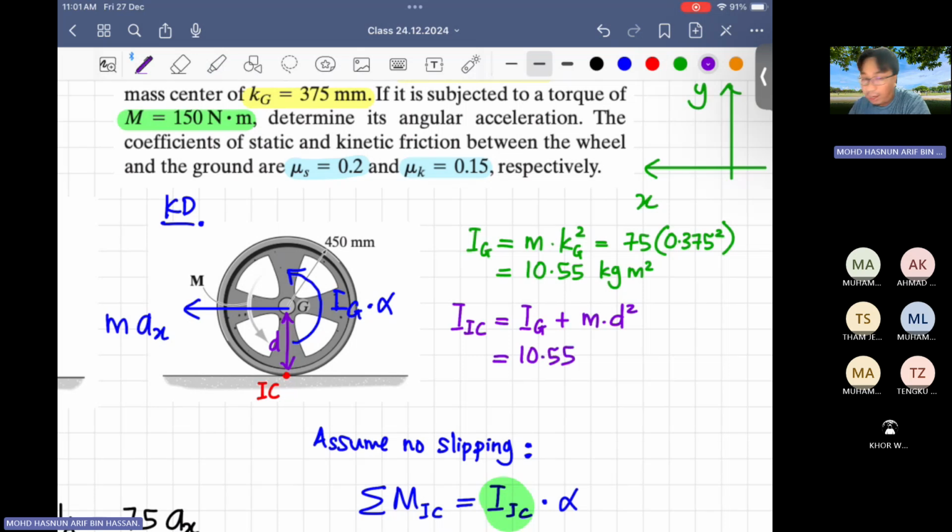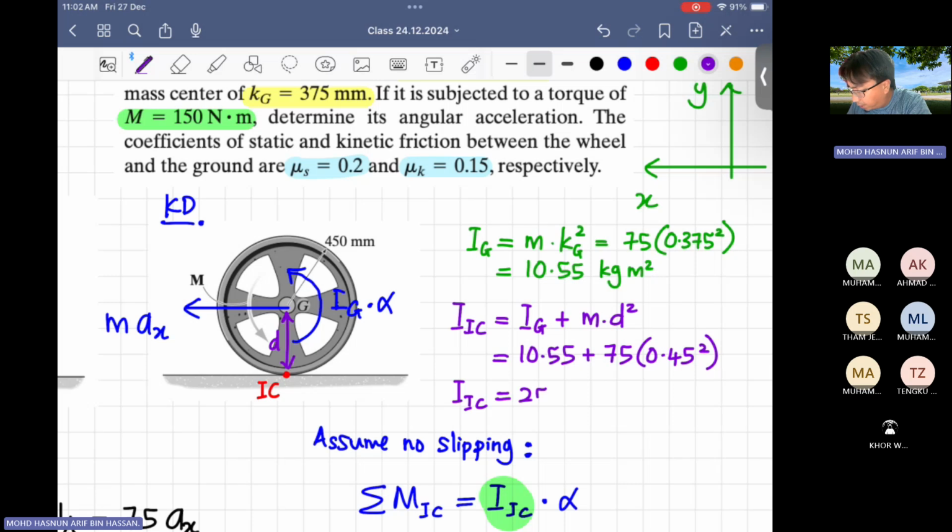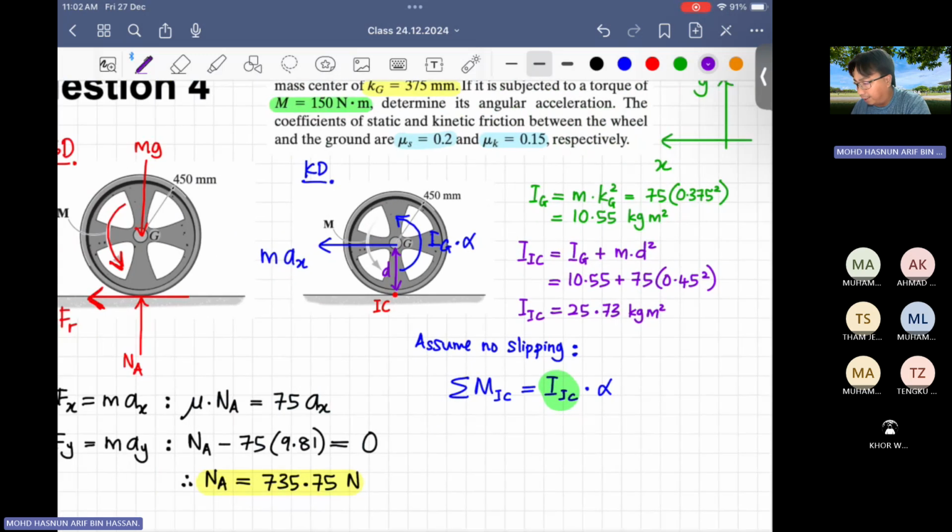10.55, this is the value of IG that we have calculated previously, plus 75 times 0.45 square. So therefore IIC will be equal to 25.73 kg meter square. So this is the value of IIC.